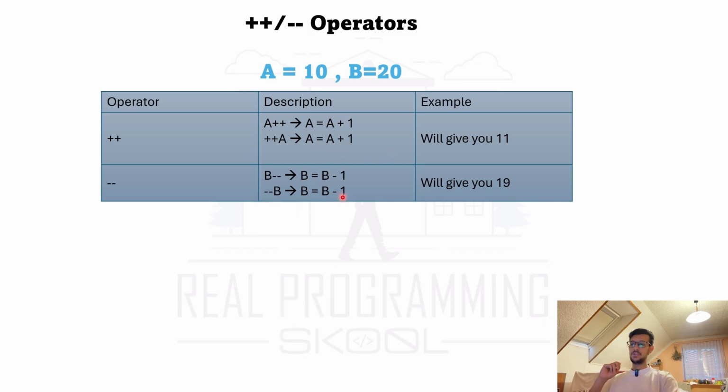And the second description is decrement. If you write b minus minus, it's exactly the same as b equal b minus 1. The final result will be 19, because the compiler will go to the value of variable b, which is 20 here. It'll decrement by 1, and the final result will be 19. And if you write minus minus b, it's also the same as b equal b minus 1.